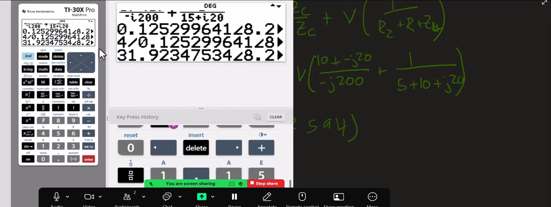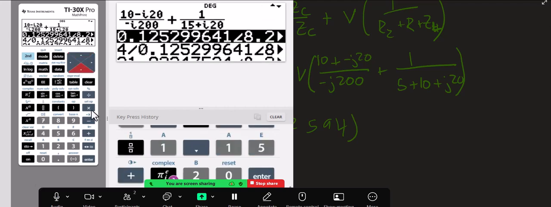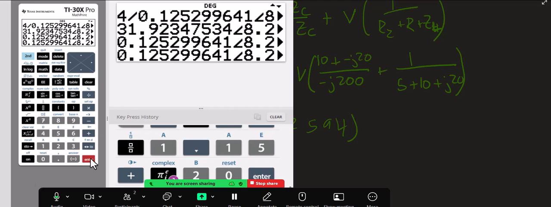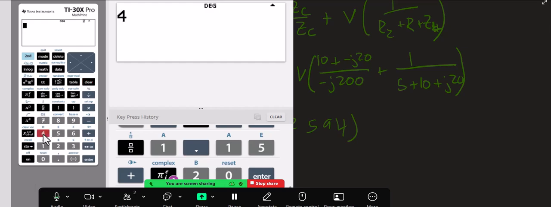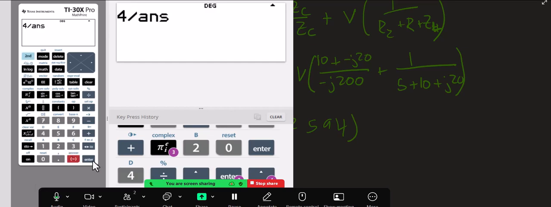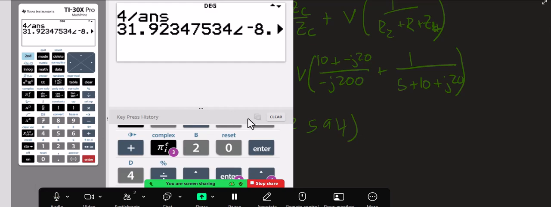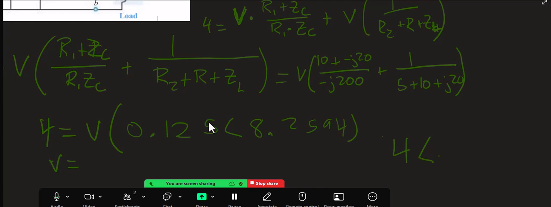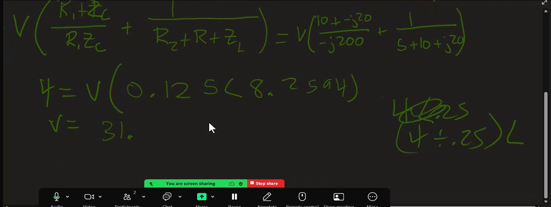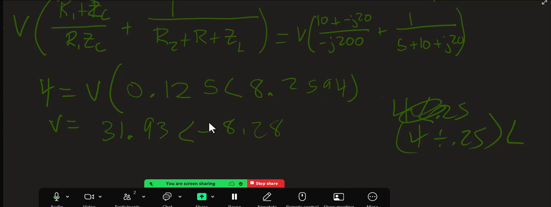So now watch the difference with this. Here's that answer again, the answer from doing the addition. And now if I do 4 divided by second answer, as opposed to going up and getting it, I get the right sign. What it did was 4 divided by 0.25, and it didn't group the angle together with the magnitude. Just an order of operations thing. So the correct answer here is 31.93 angle negative 8.28. When I use polar notation, I usually put my numbers in parentheses. I didn't that time, and it messed me up. Okay, so that is my voltage right there.